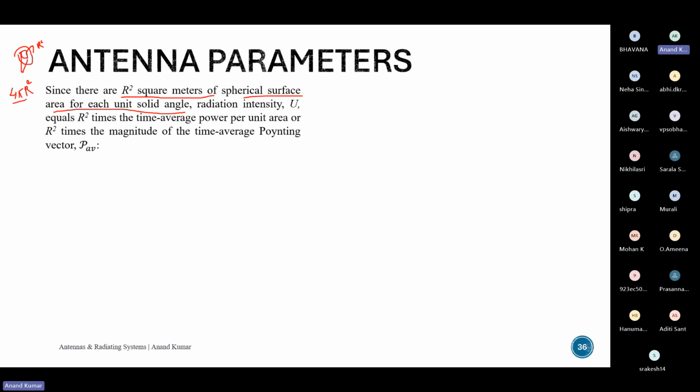And the total solid angle for one particular sphere is 4 pi. So if you calculate for each solid angle how much area you'll get, it is r square, because the 4 pi's will cancel and you'll get r square. So there are r square meters of spherical surface area for each solid angle. The radiation intensity U equals r square times the time average power per unit area. So the previous slide we discussed.